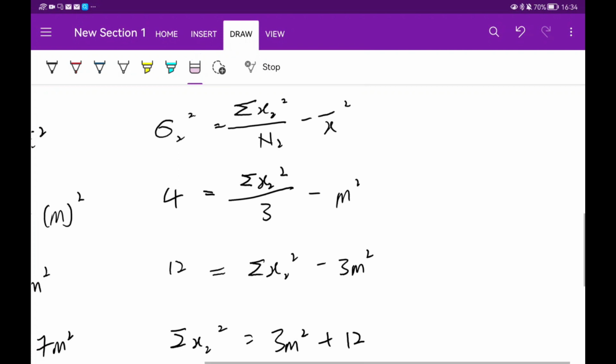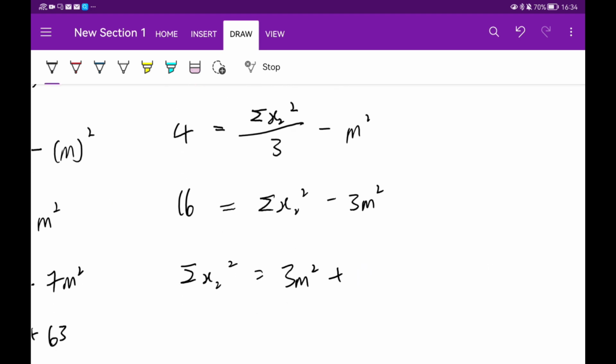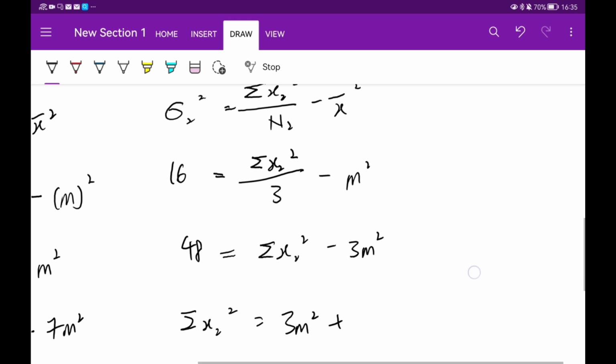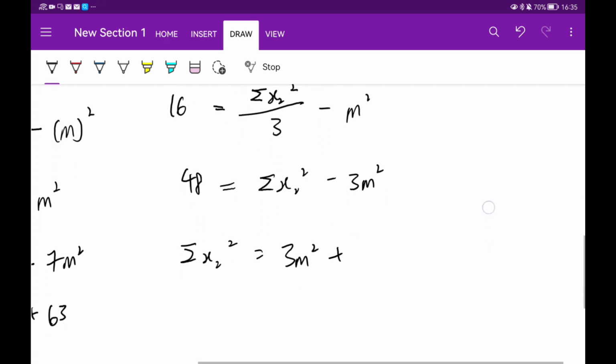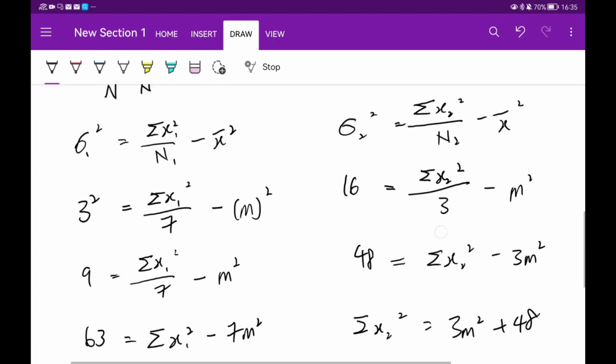Oh, sorry, I made a mistake over here. 4 square is 16. So 3 times 16, this is 48, not 12. So plus 48. Yeah, this is correct. So the question one, what?